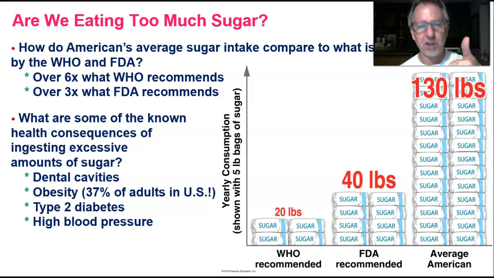Dental cavities, your teeth can rot. Obesity, having too much fat on your body. 37% of adults in the United States are obese. That leads to many different health complications as one gets older. Type 2 diabetes, which is a horrible disease. And high blood pressure, which can lead to heart attacks or strokes and kill you. So, sugar, while it's important, we all need it. All living things use it and need it. Americans tend to consume too much. Be careful with your sugar intake.